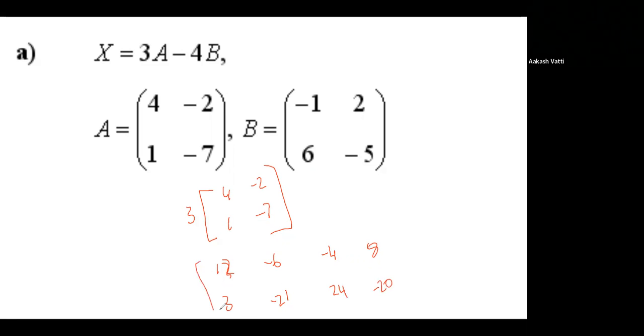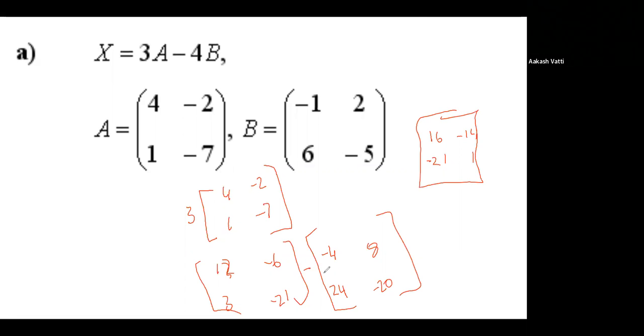So you have your two matrices here. And now you subtract these two. So you get 12 minus -4 is 16. 6 minus 8 is -14. 3 minus 24 is -21. And -21 minus -20 is -1. And that is your answer. Any questions?